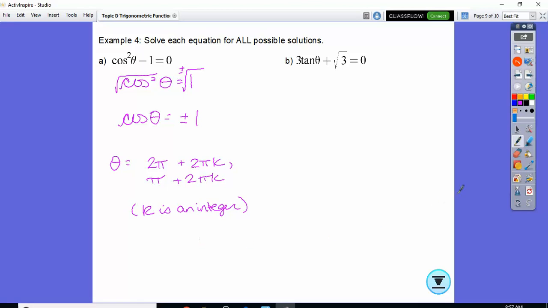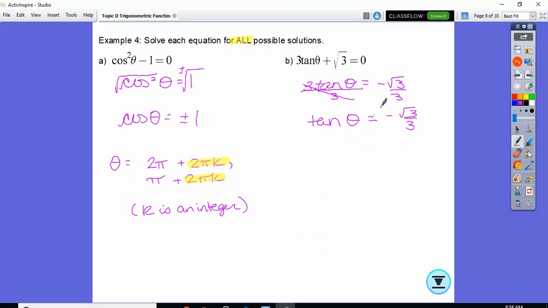Again, the only time you are going to have to put this plus 2 pi k is if I say all solutions. So how would I solve b? How do I have to get that by itself? And then we need to divide by 3.